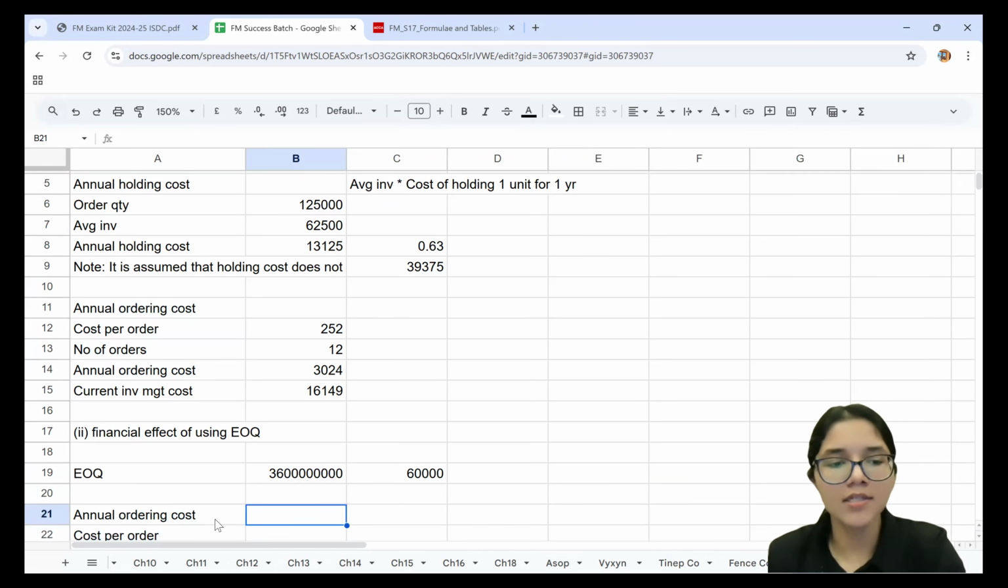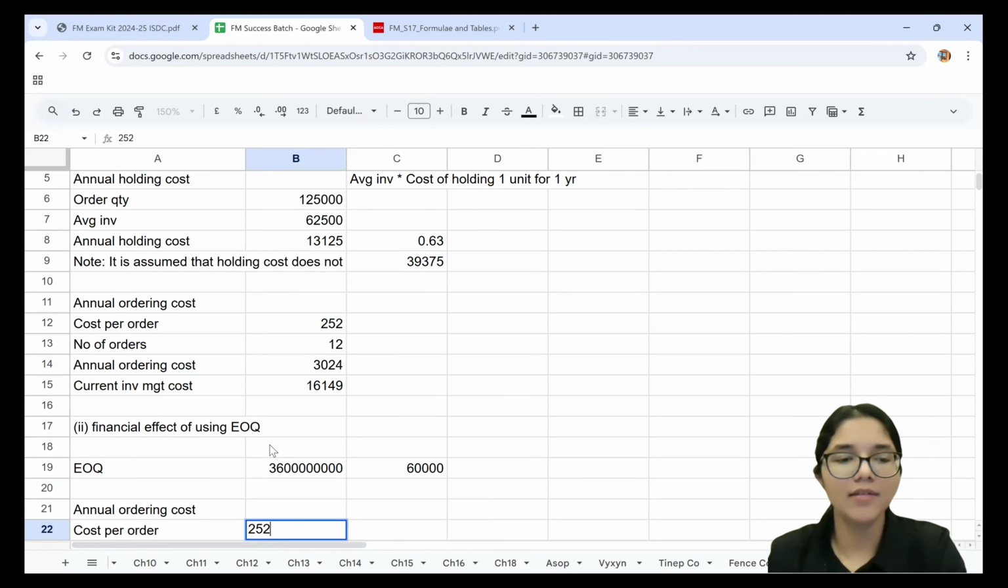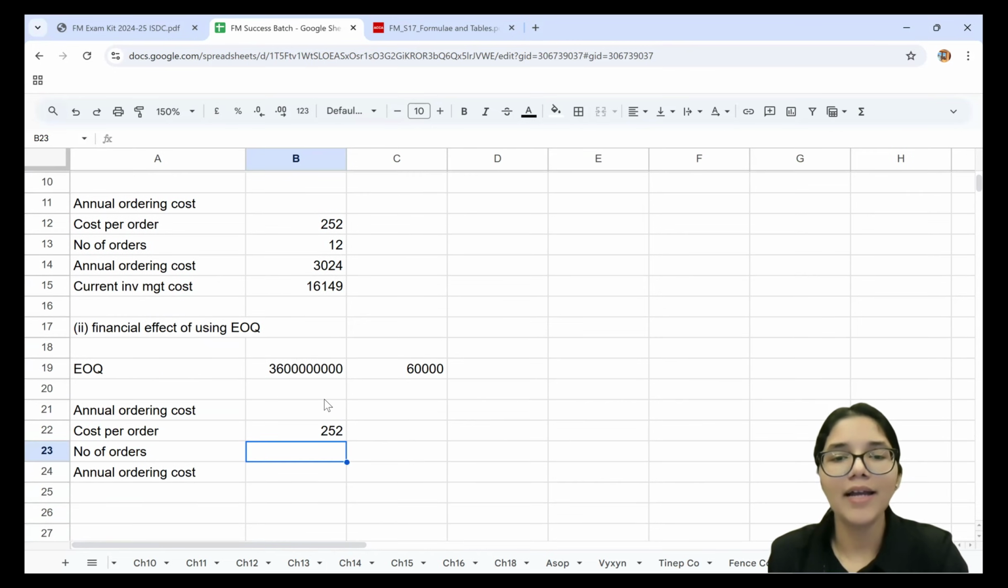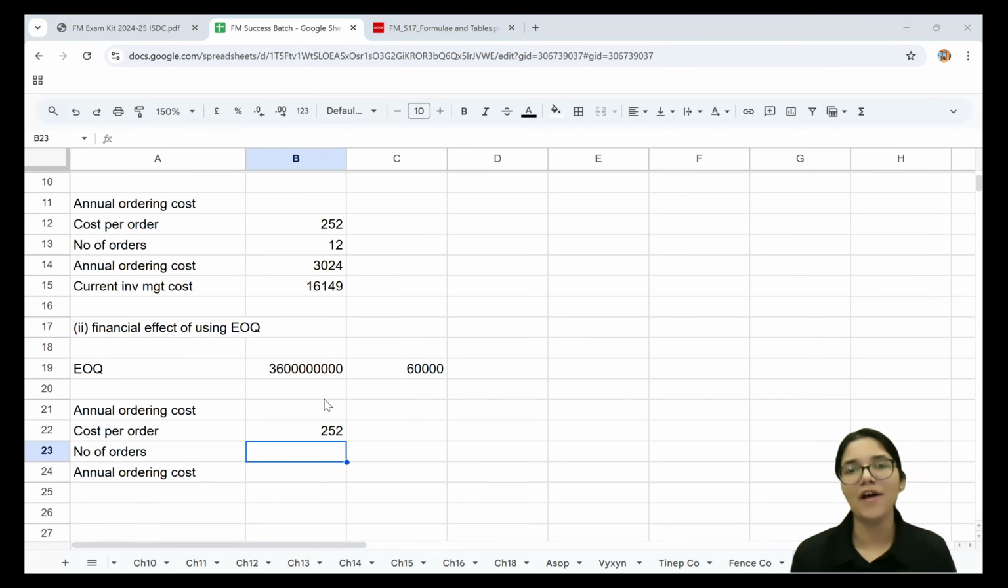Annual ordering cost. So the cost per order will remain the same at 252. Now guys, how many orders will I need? I need a total of 1.5 million units, and I'm placing 60,000 in one go. So how many orders do I need to place now?